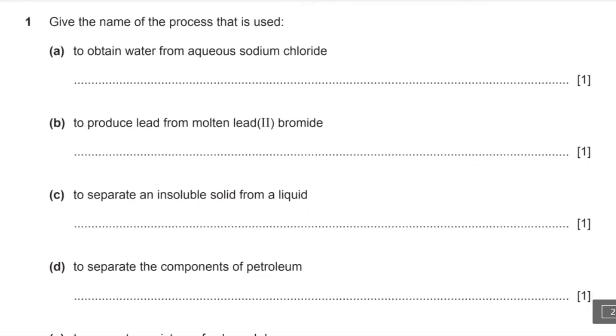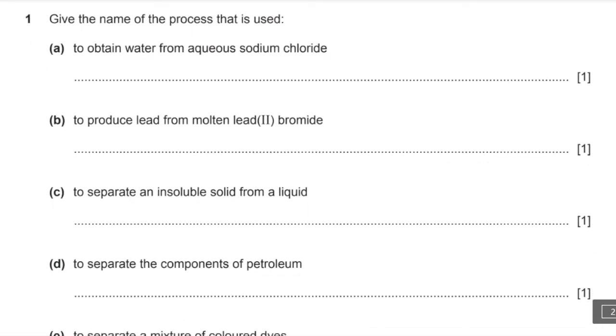Give the name of the process that is used A to obtain water from aqueous sodium chloride. Since there is a huge difference between the boiling points of water and sodium chloride, this is going to be only distillation and not fractional distillation.